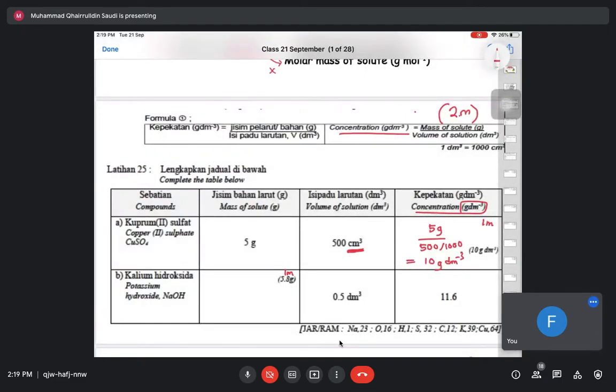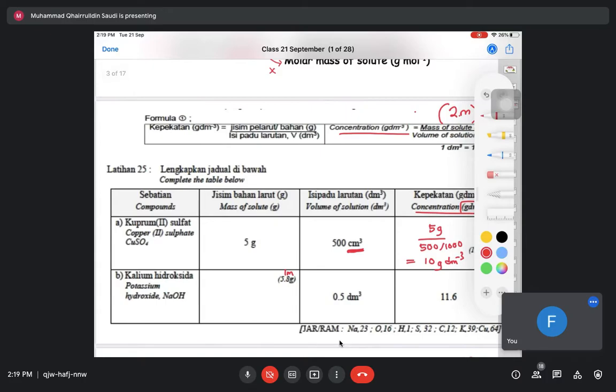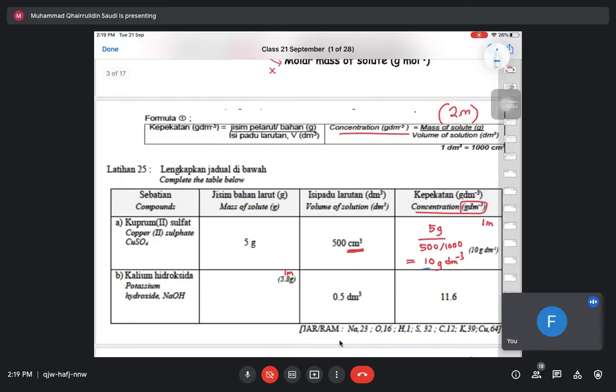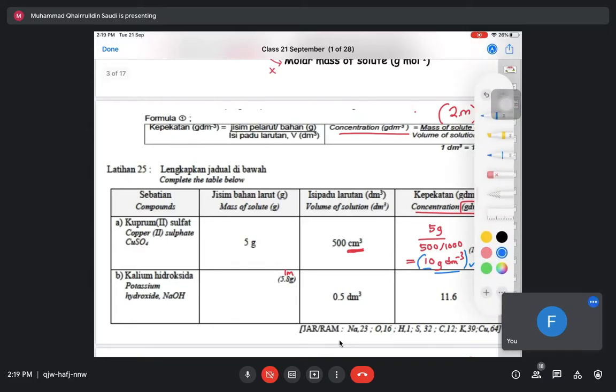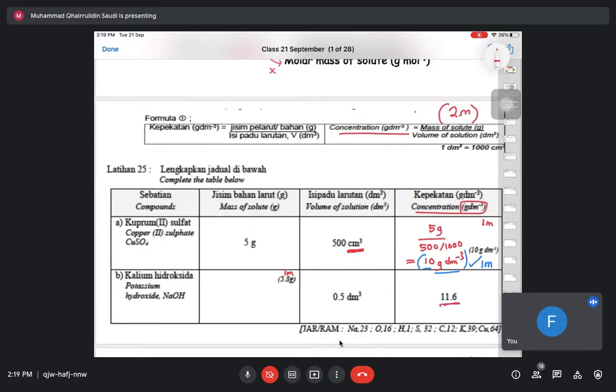Let's say you write down your answer but you just write 10. No marks. It must be 10 gram per dm cube with the correct unit, then only you will get 1 mark. If your answer is not complete, you will not get any mark, although the number is correct. So mark your work.